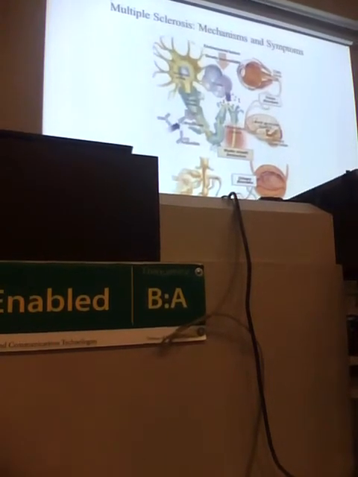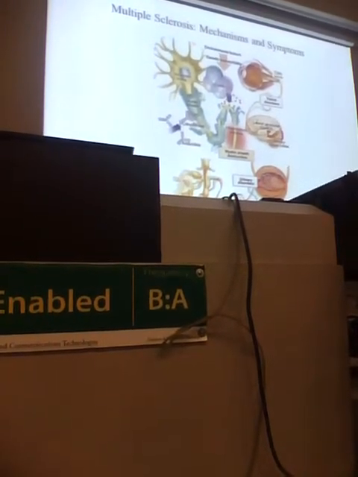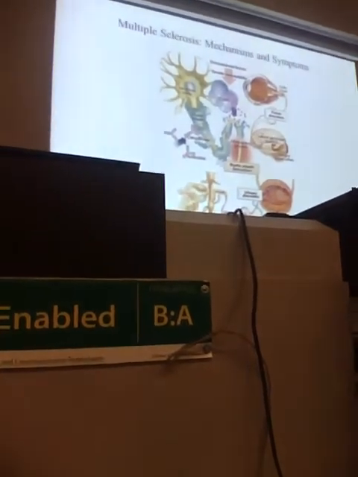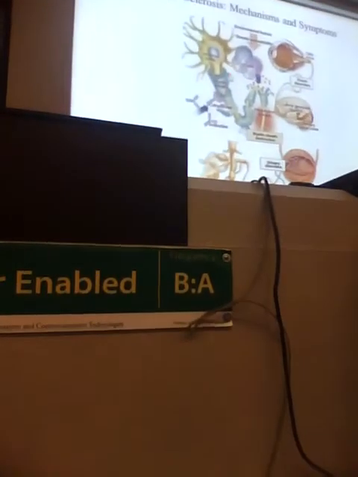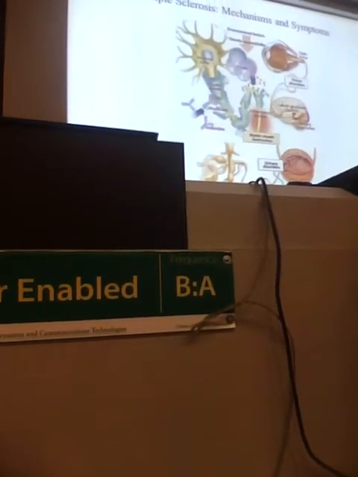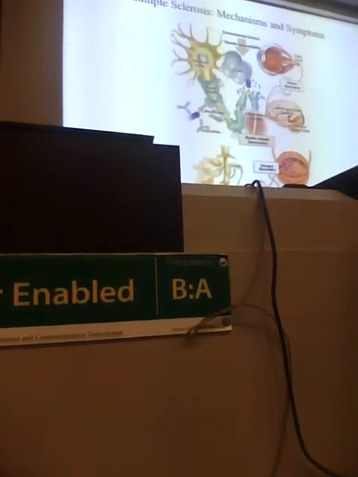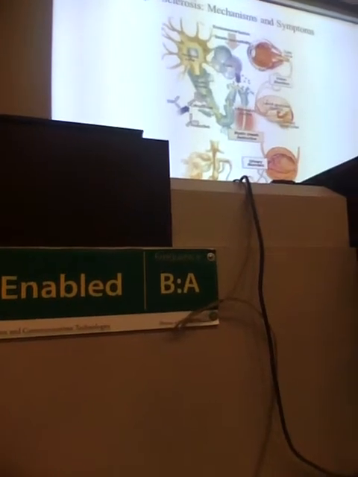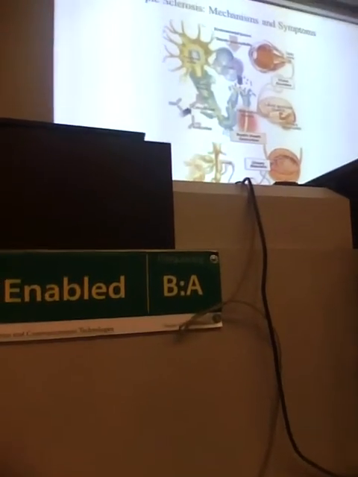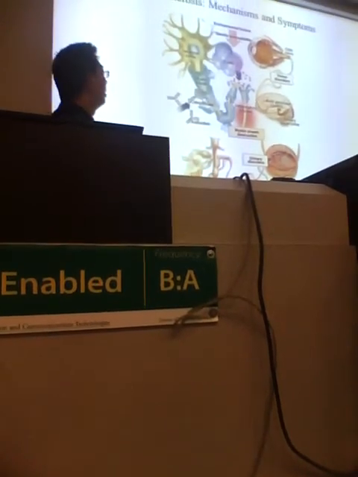And here are some of the symptoms and possible mechanisms of MS. Again, here are the antibodies. They attack the myelin. Eventually, over time, the axons get stripped away due to an inflammatory process. When this happens to the optic nerve, you get a gradual loss of vision.